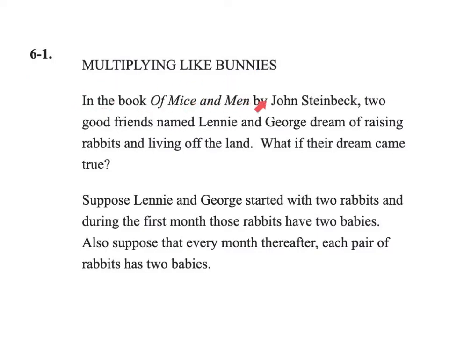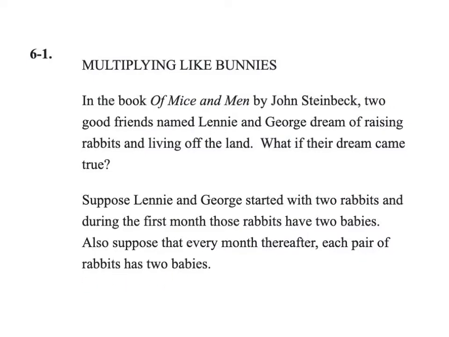In problem 6-1, Multiplying Like Bunnies: in the book Of Mice and Men by John Steinbeck, two good friends named Lenny and George dream of raising rabbits and living off the land. What if their dream came true? Suppose Lenny and George started with 2 rabbits, and during the first month, those rabbits had 2 babies. Also suppose that every month thereafter, each pair of rabbits has 2 babies.